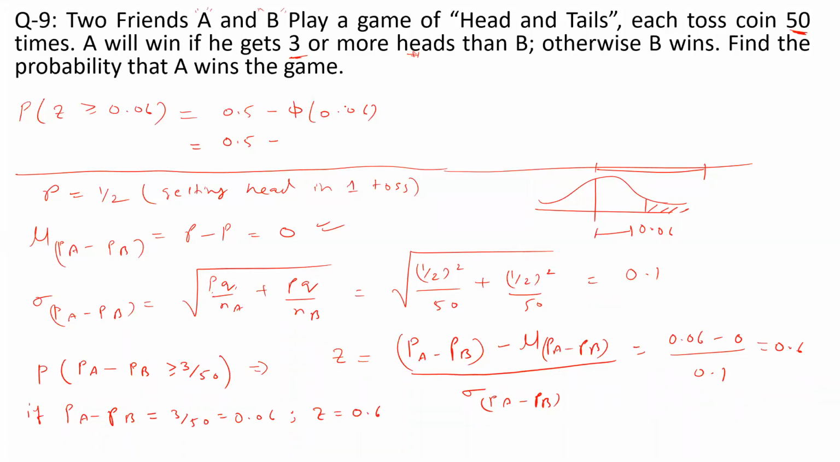So from the calculator I am getting this value as 0.2258. So the result is 0.2742, or approximately 27.42% chance that player A will win the game if he gets 3 out of 50 heads.